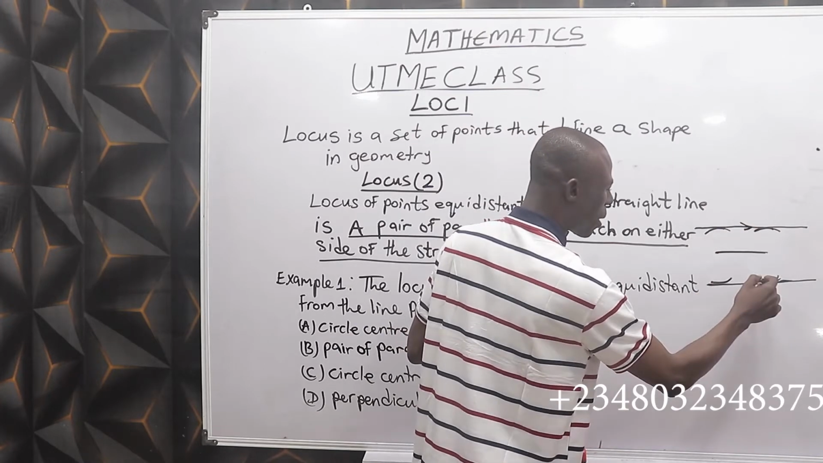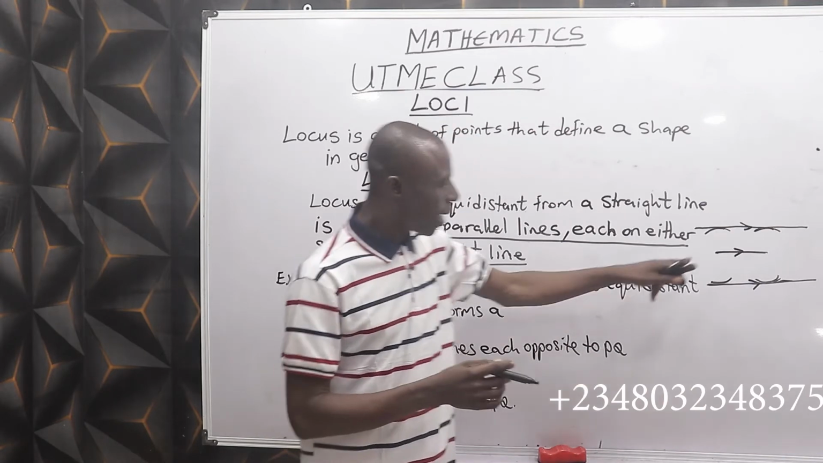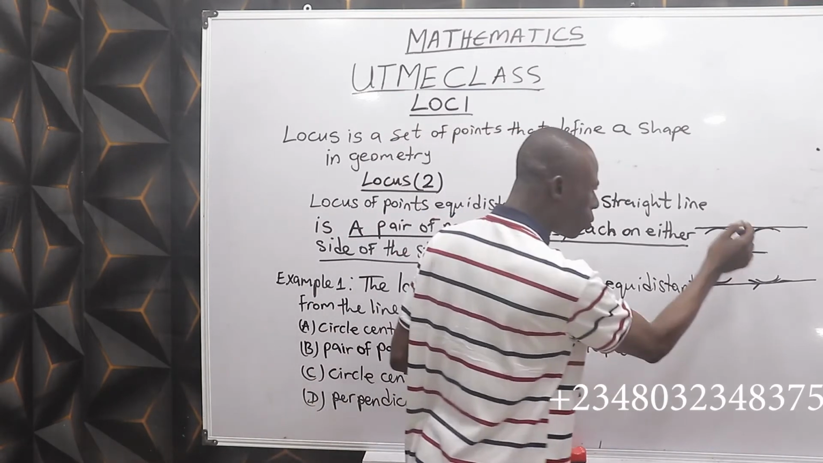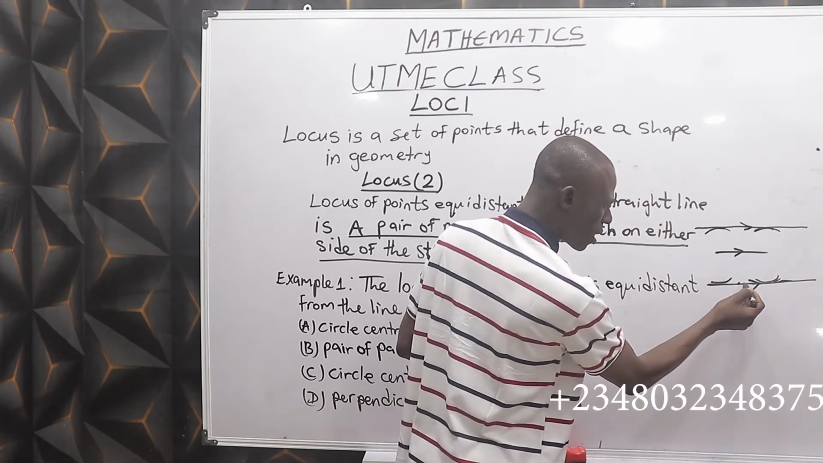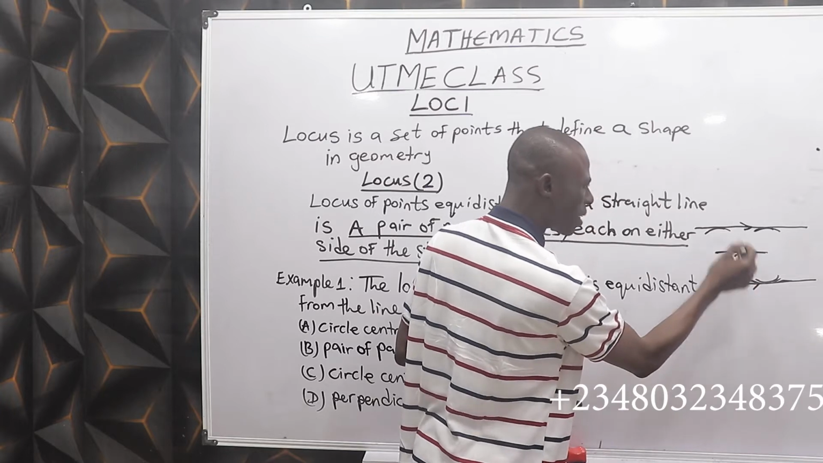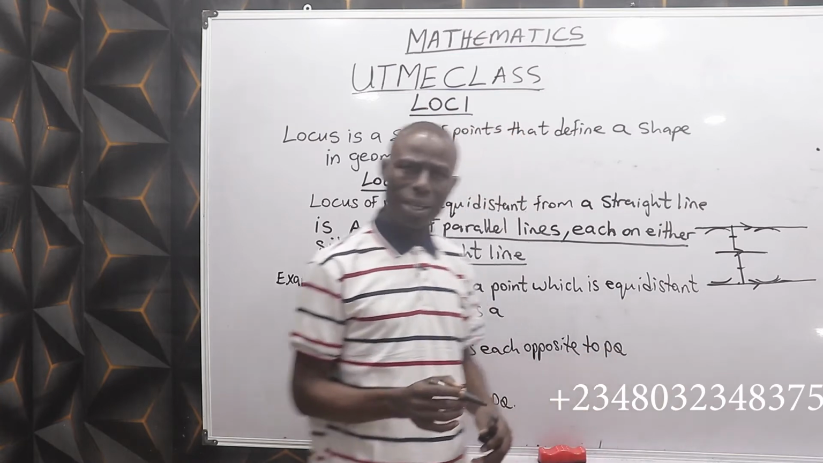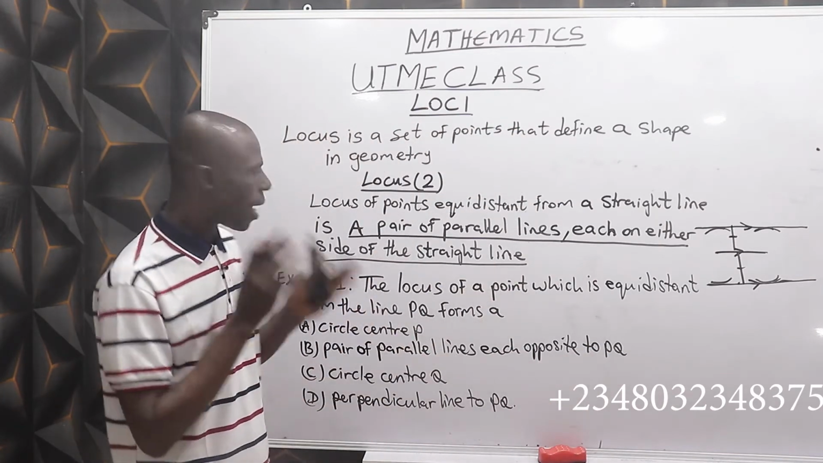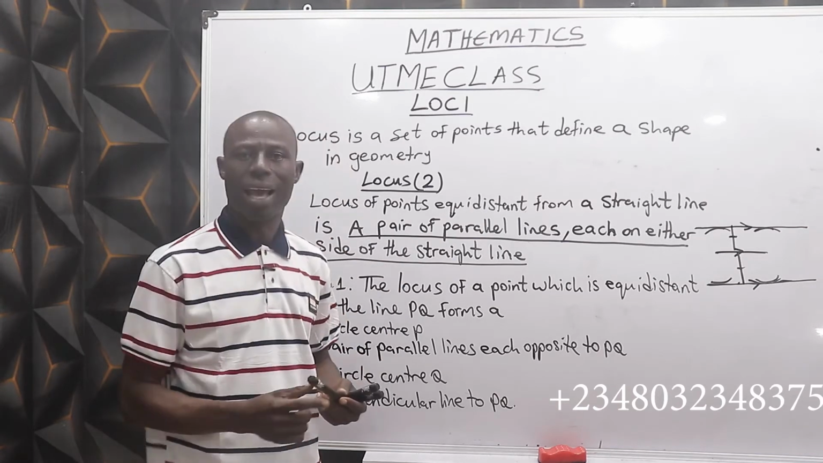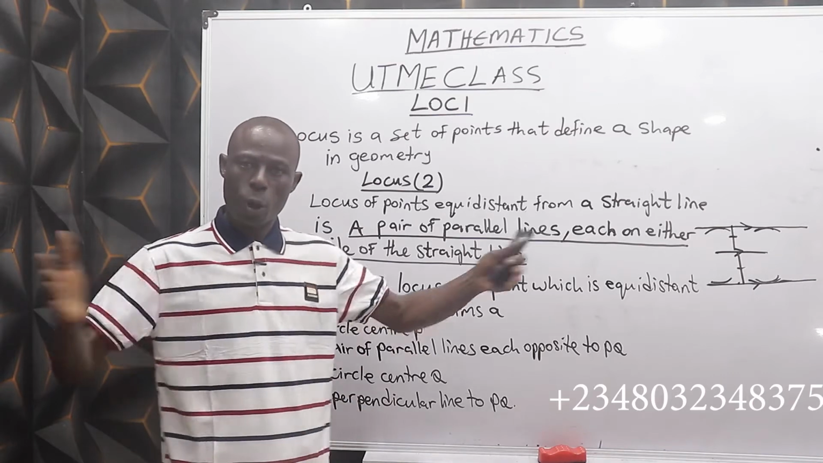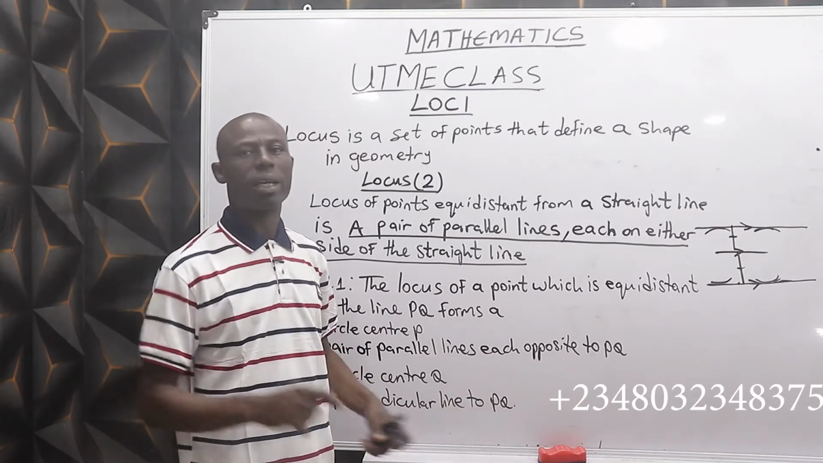This line will be parallel to this line and also to the original line at the center. And the two lines will have equal distance from the original line at the center. The distance between this line will be exactly the same as the distance between this line. Equal distance. Do we understand? And that is it. So anytime you hear the locus of point equidistant from a straight line, a single straight line, then it refers to a set of parallel lines, each on either side of the straight line.